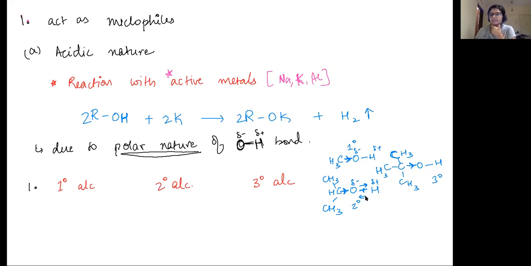So on the basis of this, between primary, secondary, and tertiary, tertiary is going to have minimum polarity and primary is going to have maximum polarity. So that basically decides that primary alcohols are the strongest acids as compared to secondary and tertiary.